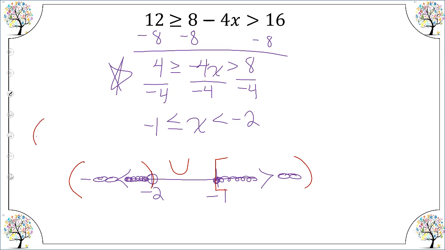So interval notation is going to be parentheses, negative infinity, comma, that represents my shading, negative 2, parentheses, union, and then we have, whoops, this should be a bracket, equal bracket, it's included. Negative 1 is included, shading, positive infinity, and parentheses.